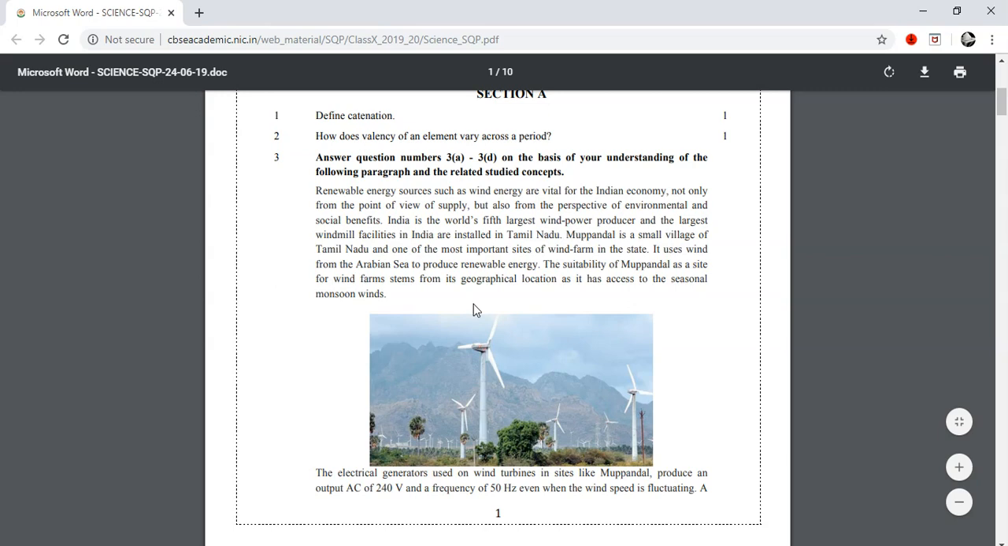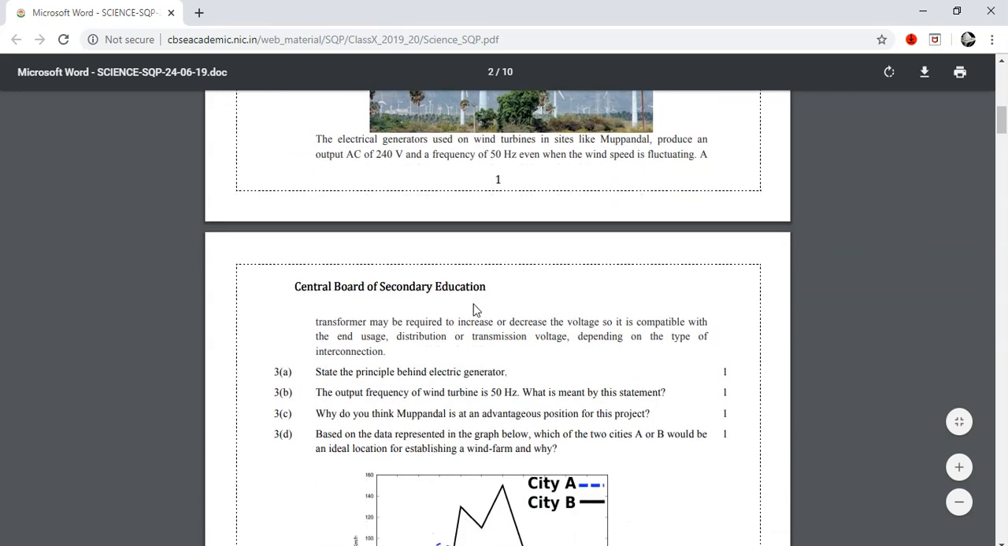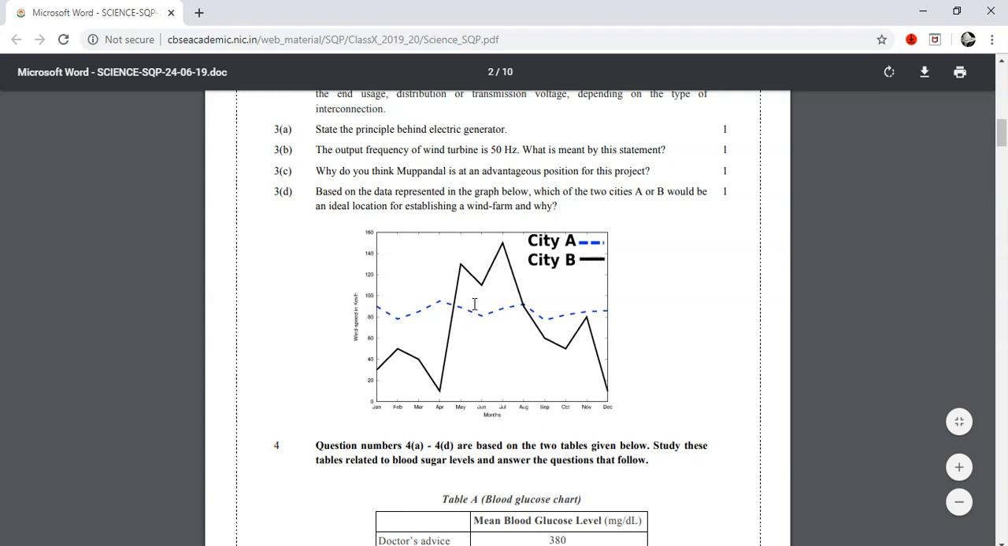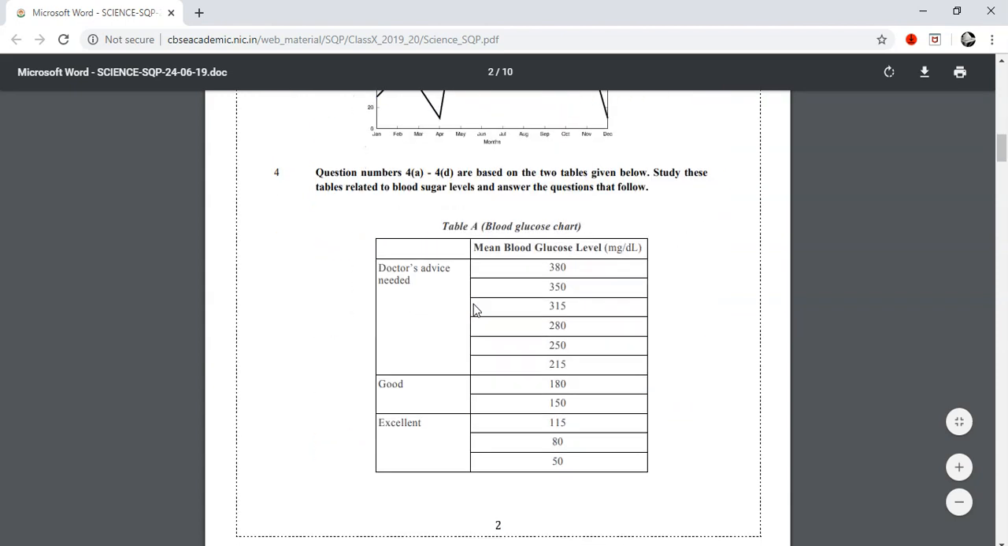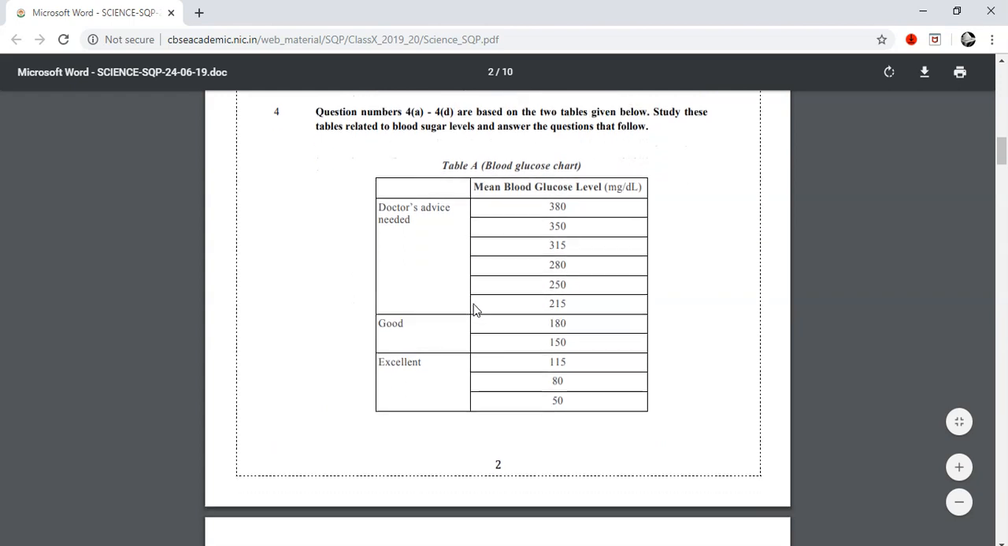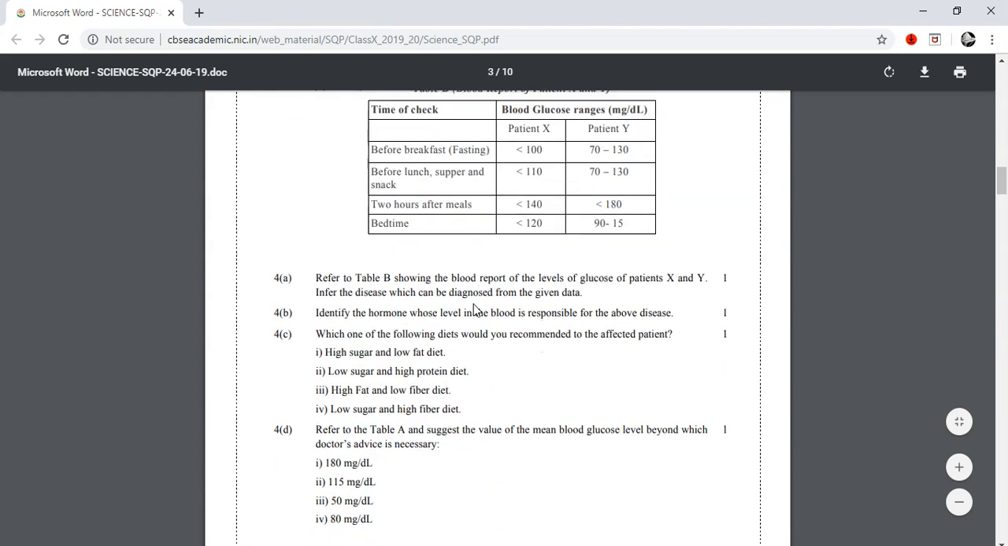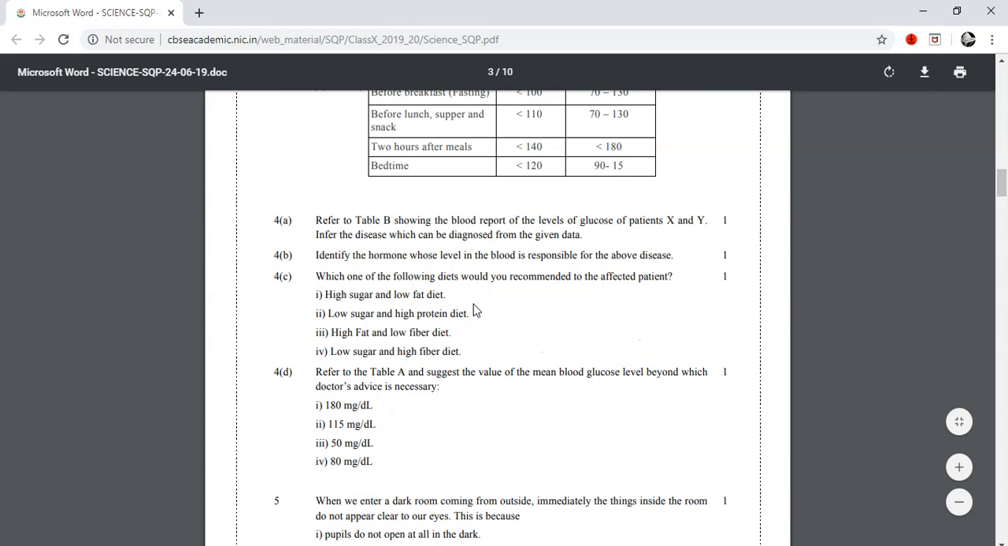And look at the third question. They have given you a paragraph and they are expecting you to read the paragraph and answer these 4 questions which are relevant to the given paragraph. So 3A, B, C and D. Each part is carrying 1 mark, correct? And now observe the 4th question. In the 4th question, they have given some data. They are asking you questions about the same data. So you have to go through the data, analyze it and answer the questions. 4A, B, C and D, each carrying 1 mark.